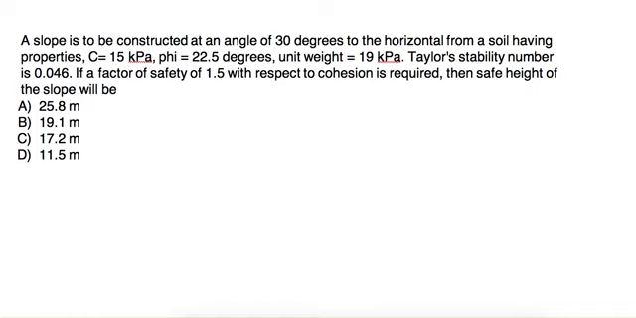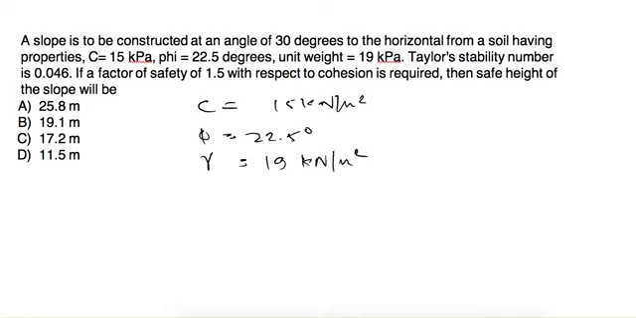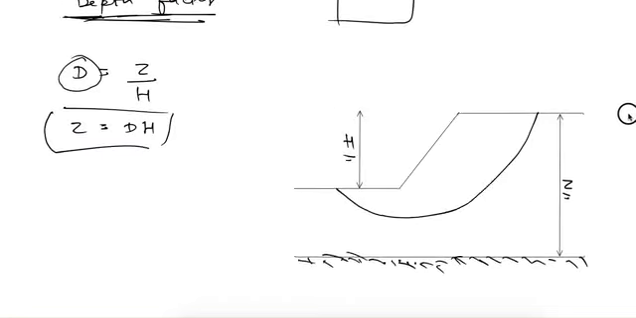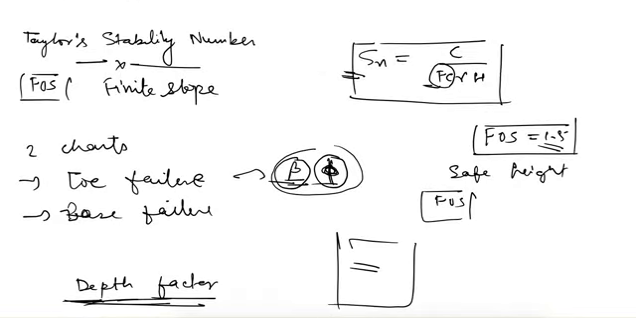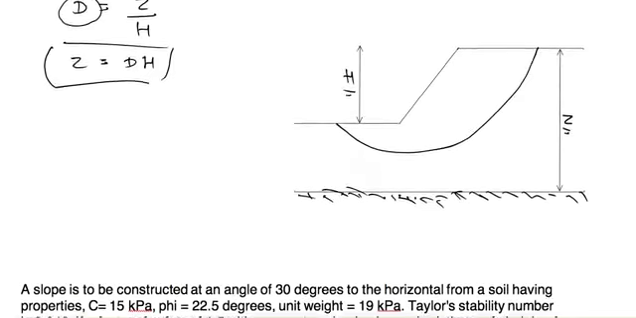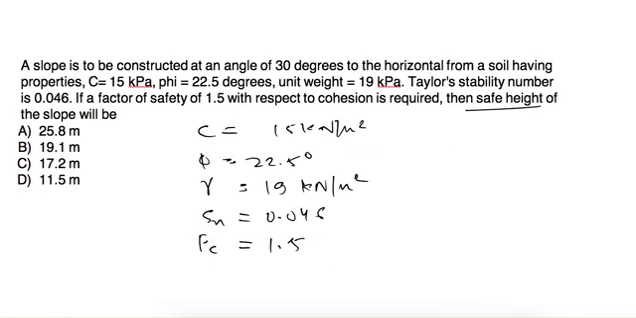A slope is to be constructed at an angle of 30 degrees to the horizontal from a soil having properties C equal to 15 kilonewton per meter square, phi equal to 22.5 degrees, gamma equal to 19 kilonewton per meter cube. Taylor's stability number is given as 0.046 and factor of safety is also given with respect to cohesion, that is 1.5. In this formula, this factor of safety is with respect to cohesion. We have been given these things and the safe height is required.